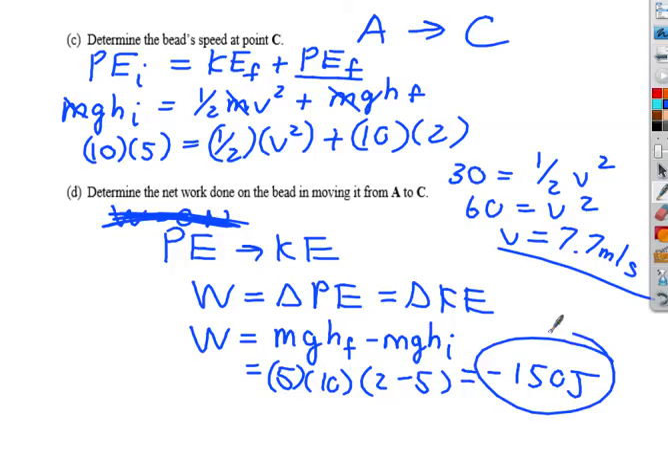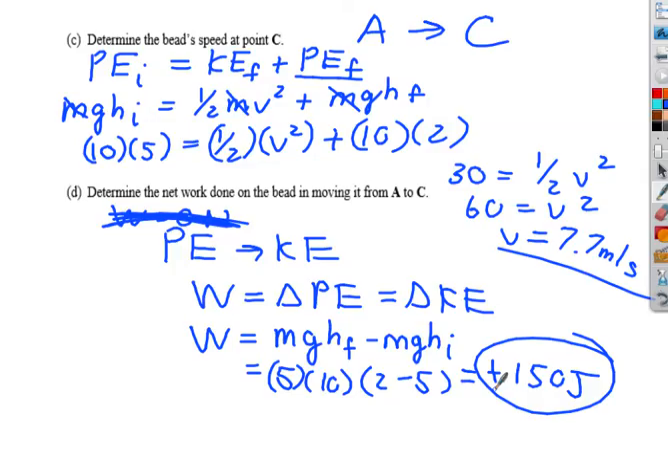All right. You can say that. That's the net work done on the bead. It's 150 joules. Whether it's negative or positive, it doesn't really make that specific. I would leave it just simply as a positive number. But that is the work that's done on the bead. 150 joules of work. And that's actually the amount of kinetic energy.